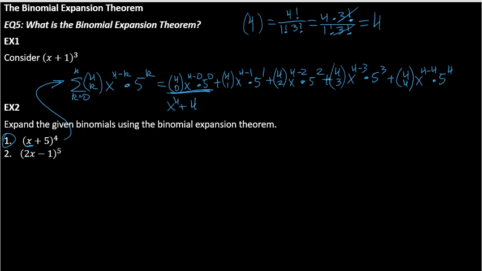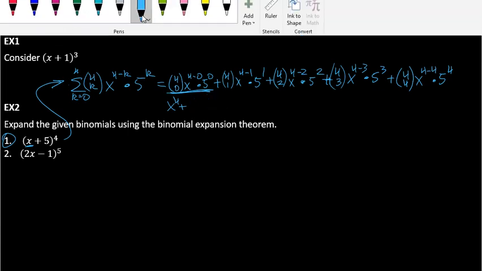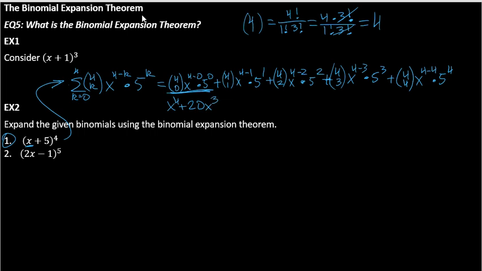Okay, so that's going to be 4x to the third times 5. So I can go ahead and simplify that. 4 times 5. Go ahead and combine those like terms. So I can say 20x cubed. Okay, so that term is done. Now we're on to the next one.